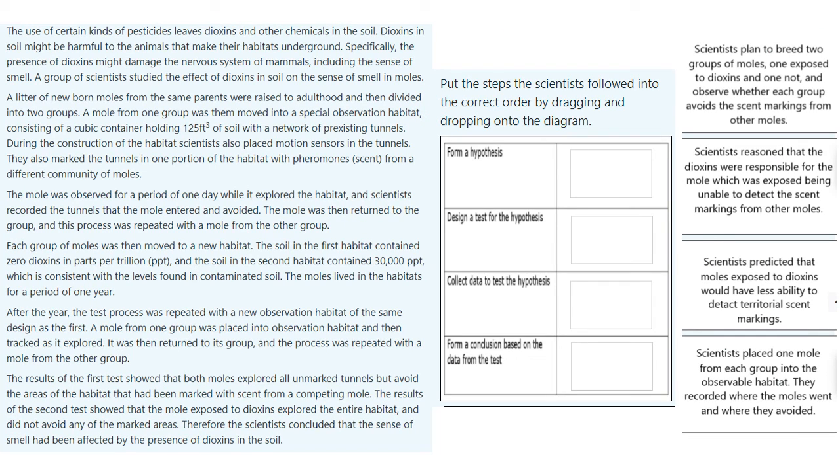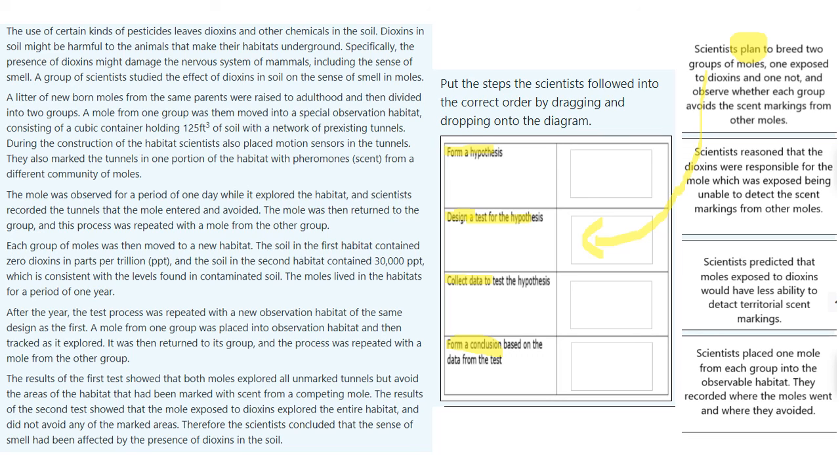Finally, we need to put the steps of the experiment into the correct order. We have the same as some of the other tests. We have the hypothesis, we have testing the hypothesis, designing the test, collecting the data, and making a conclusion. So scientists plan. Planning means they don't do yet, so they're still designing. Scientists plan to breed two groups of moles, one exposed to dioxins and one not, and observe whether each group avoids the scent markings from other moles. This is what they plan to do. This is designing the test.